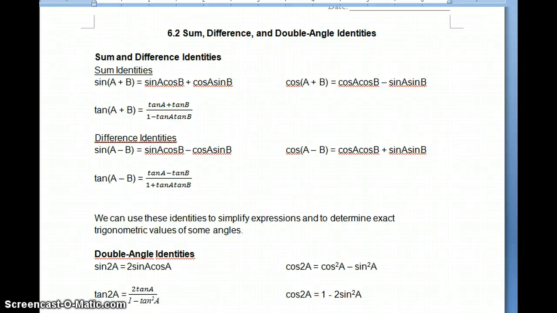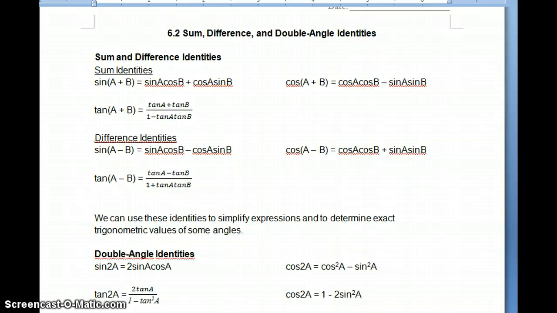Hello ladies, so today we're working on 6.2, which we're going to be looking at the sum, difference, and double angle identities. The first one that we have here are our sum and difference identities. We're going to be using this when we're dealing with big angles and we want to be able to use our reference angles.